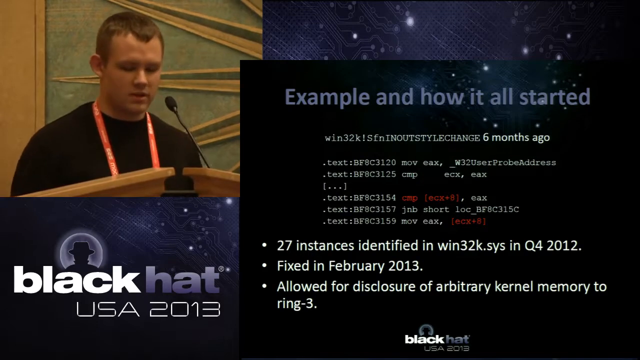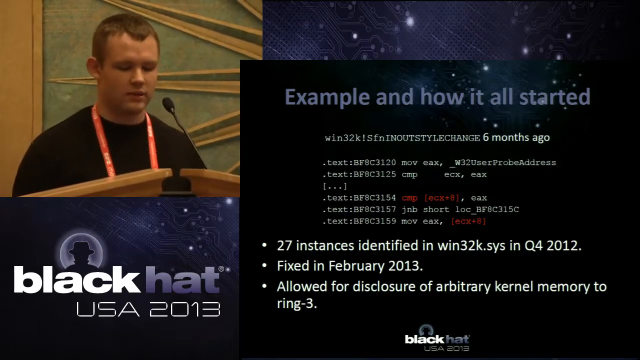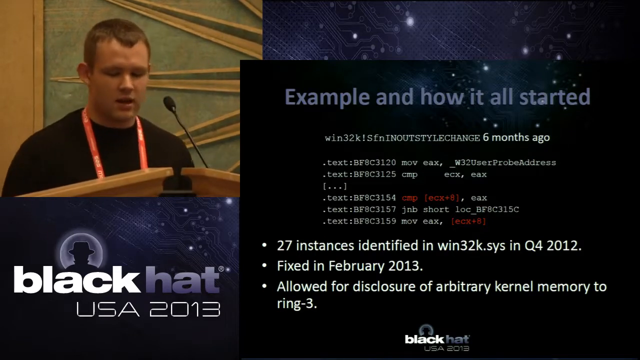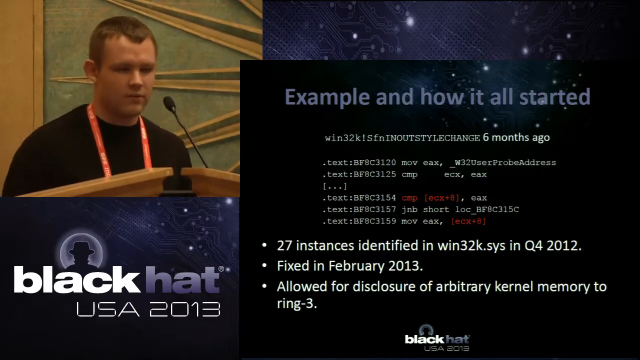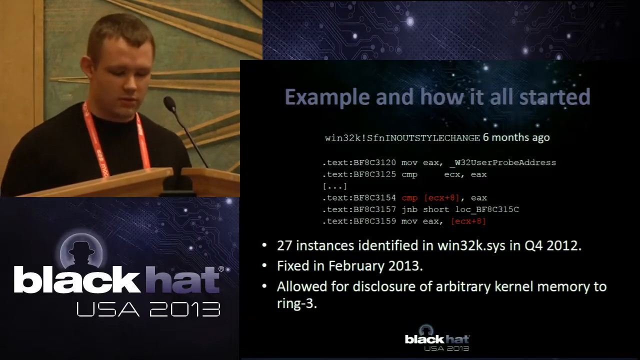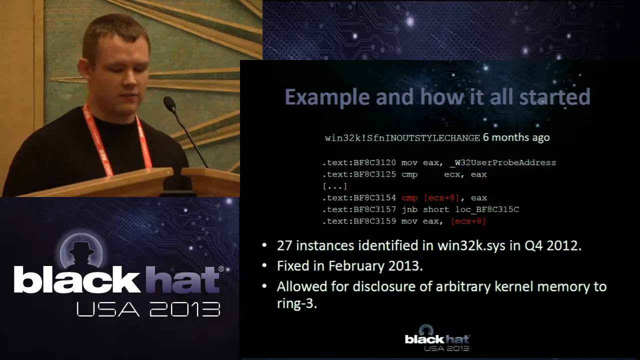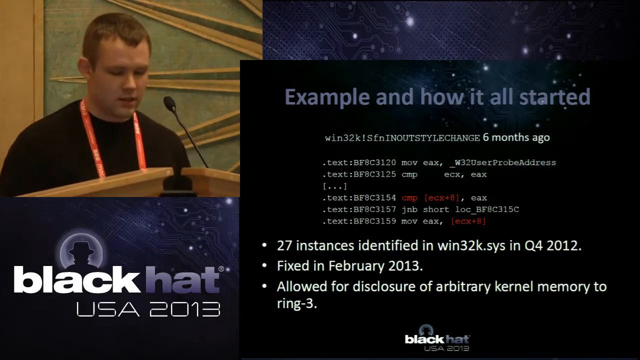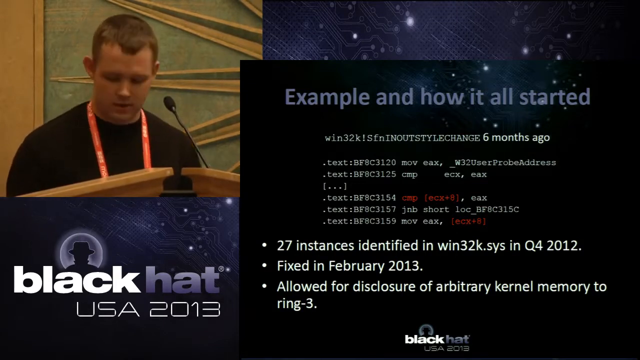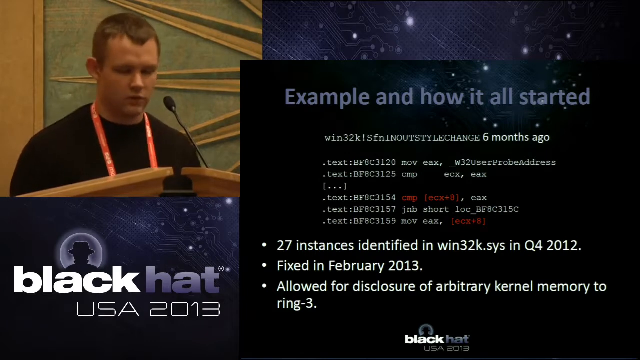And when we performed some variant analysis over it, we found out that there were 26 different instances of the very same bug all over Win32k. So we found this in Q4 of 2012, and we reported this to Microsoft immediately, and they fixed it in February this year, along with some other bugs. And this particular vulnerability allowed us to read any memory within the kernel address space. So this was an information disclosure vulnerability.